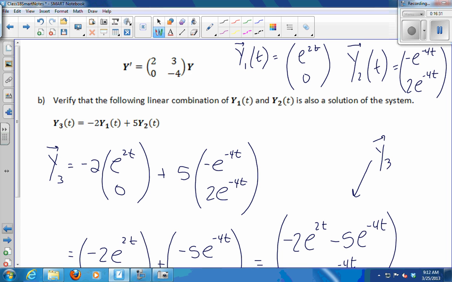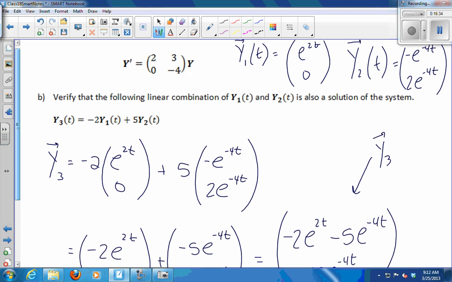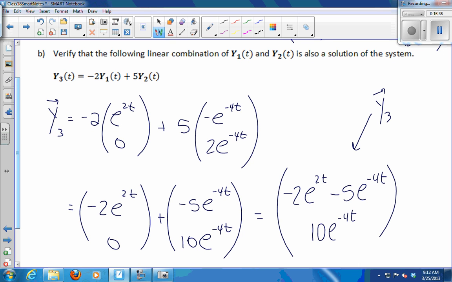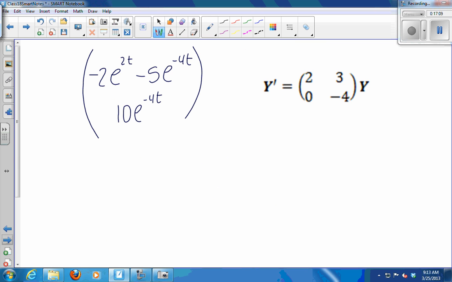Okay, so let's do the verification together. First we had to come up with the actual vector that is y3. So we just had to do a little bit of vector arithmetic. When you multiply a constant times a vector, you multiply every component by that constant. And when you add two vectors, you add them component-wise. Add the tops, add the bottoms. So we came up with the vector that is y3. The claim is that this is a solution to the system, because this is a linear combination of two known solutions.